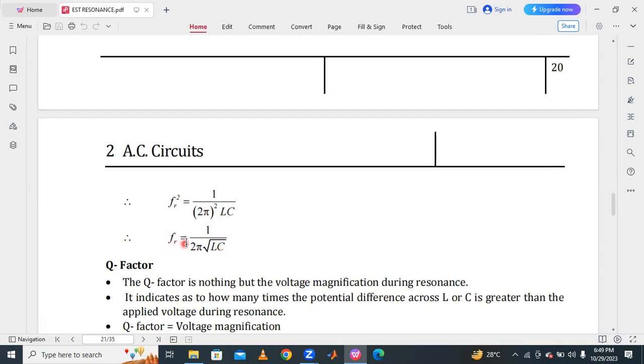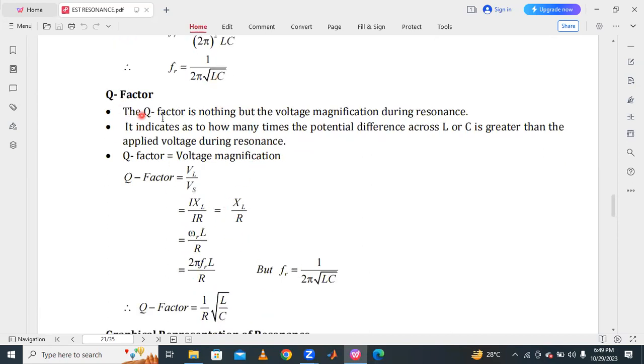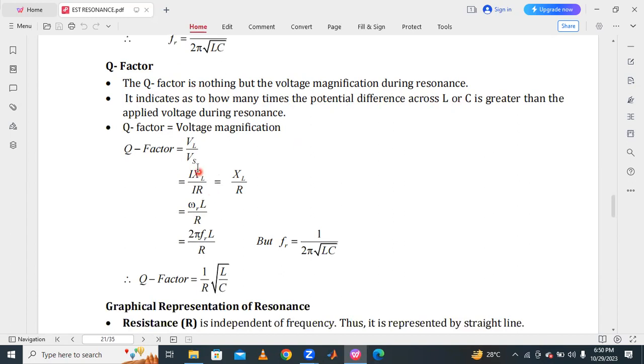From this formula, the resonance frequency is independent of resistance. It depends upon the values of inductance and capacitance. Now the Q factor. The Q factor is nothing but the voltage magnification during resonance. How much voltage magnification occurs under resonance is called the Q factor. It indicates how many times the potential difference across L and C is greater than the applied voltage during resonance. So the Q factor is V_L by V_s.